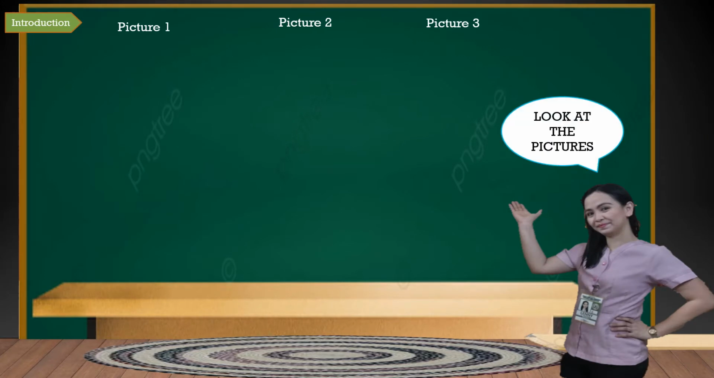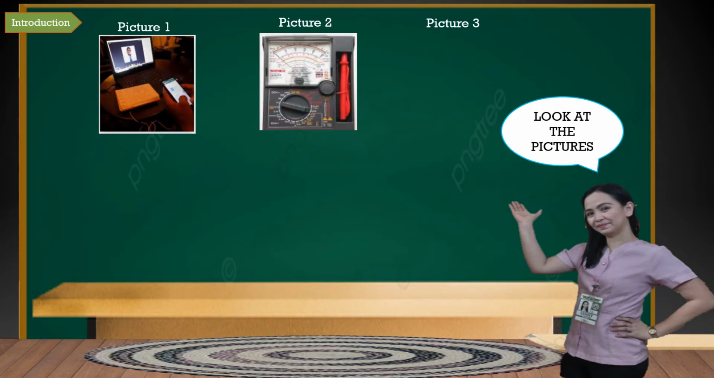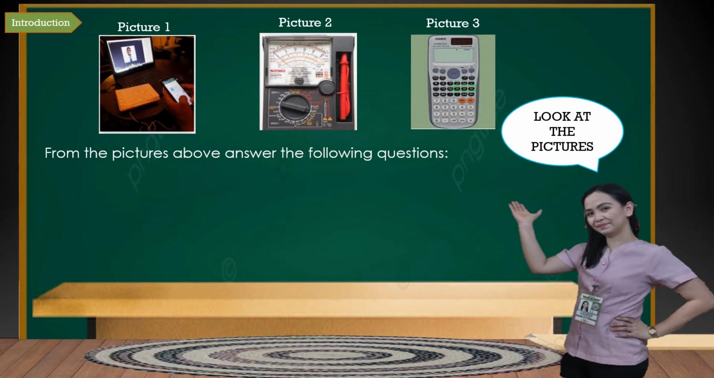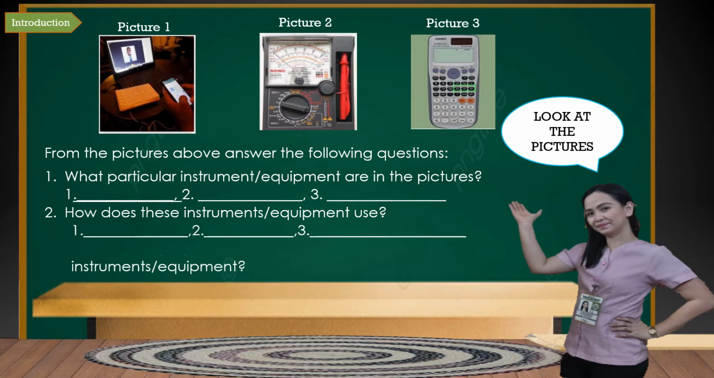Take a look at the pictures. First picture, the second one, and the third one. From the pictures above, answer the following questions. Number 1, what particular instrument or equipment are the pictures? Number 2, how is this instrument or equipment used? Number 3, what are the purposes and value of these instruments or equipment? Do you want to know more about the answers?